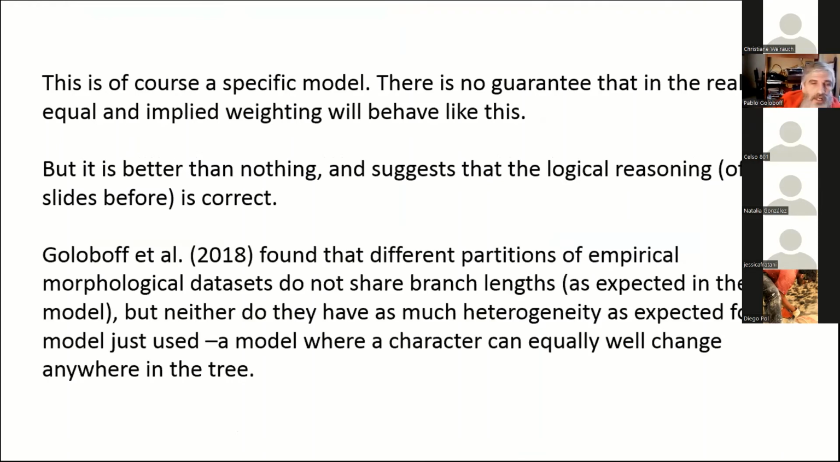In 2018, we also found that different partitions of empirical morphological data sets do not share branch lengths as is expected in the MK model, but they do not have either as much heterogeneity as expected for the model which I just used. That model is a model where a character can equally well change anywhere in the tree, and there is absolutely no correlation between branch lengths or longer and shorter branch lengths.